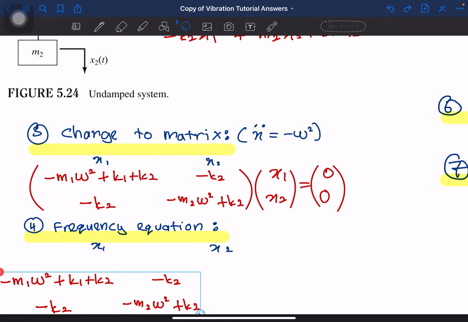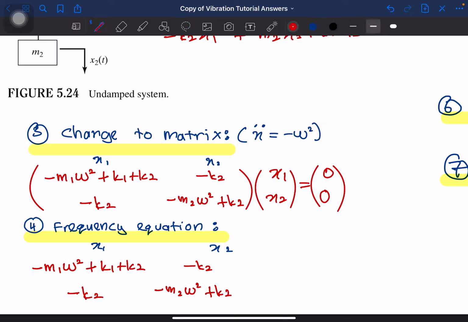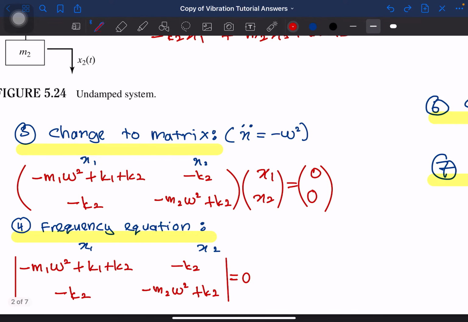And then put it this way. If I'm not mistaken, you guys already learned about determinants, on how to solve a determinant, in your linear equation class. So you do it that way, equals to 0.